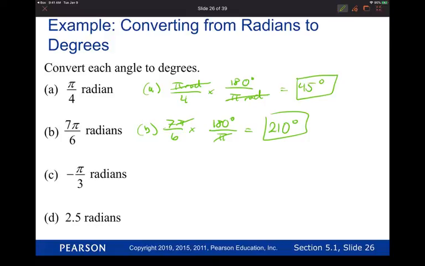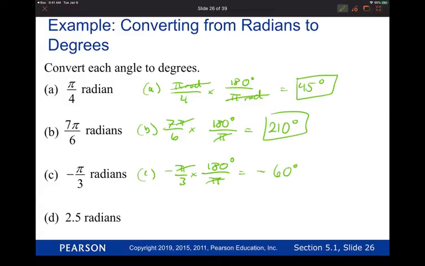C. Negative pi over 3 times what? Degrees. So then, keep going. Negative 60 sounds okay. With the time, we got like 5 minutes. We're about to get out of here.